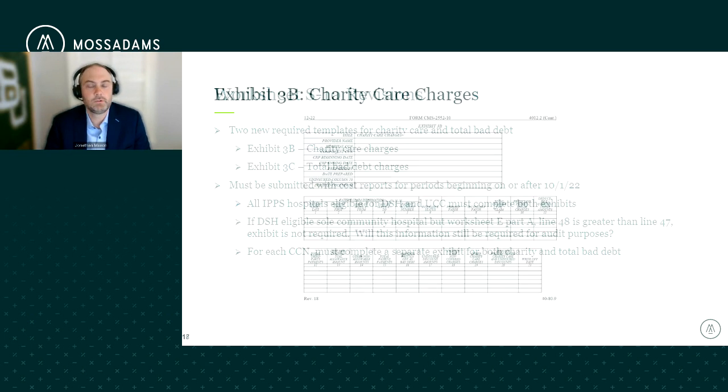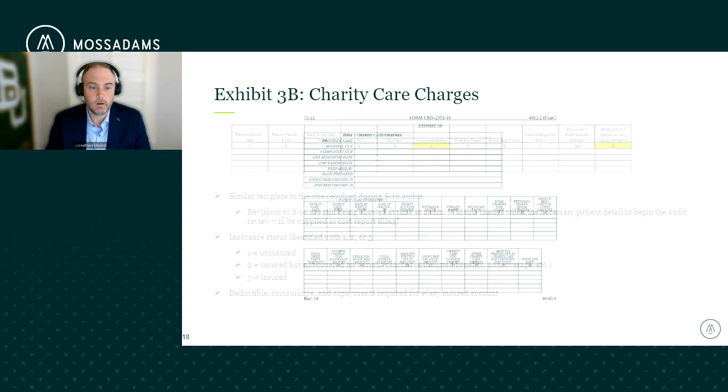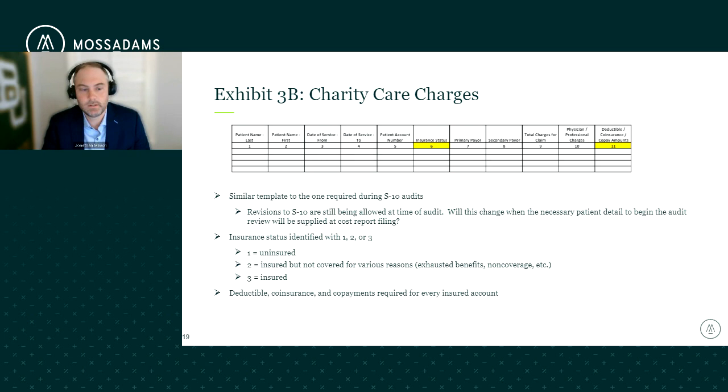To dive into charity care charges, here's the new exhibit report, basically 21 fields for every account. As we get into more detail, I wanted to highlight a few of the fields, and then maybe we can dive in and answer a few questions. One thing I'll point out is the insurance status code. This is a new field, obviously for the template. You now have to populate that with either 1, 2, or 3: 1 is uninsured, 2 is insured but not covered, and 3 is insured.